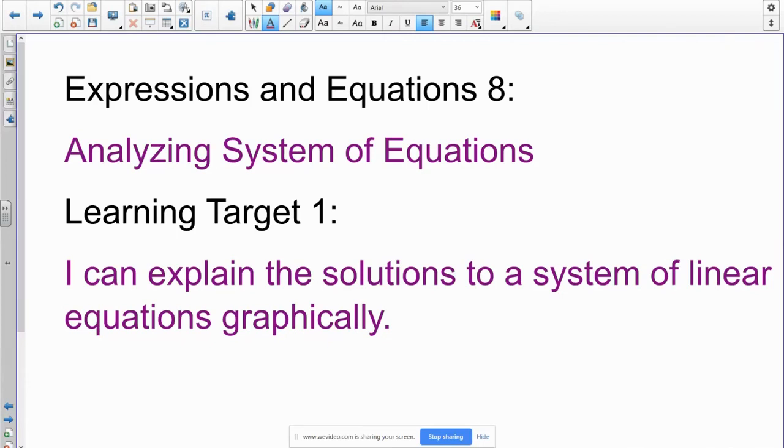Equations number 8. Analyzing a system of equations. Learning target 1: I can explain the solutions of a system of linear equations graphically.